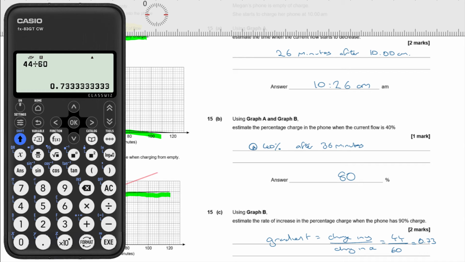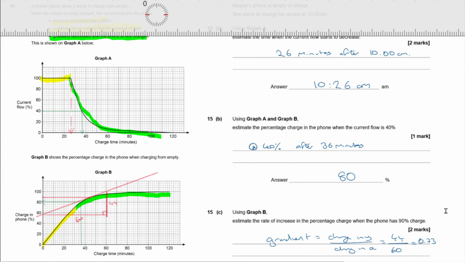Now what is that? That is the estimate of the rate of increase in the percentage change. So it's 0.73% per minute, I guess. I'm just going to say it's percent per min.